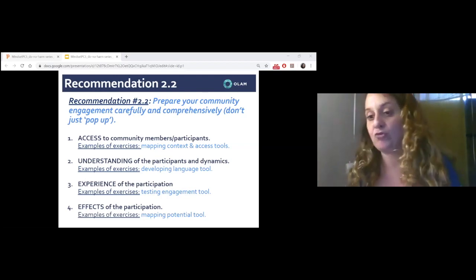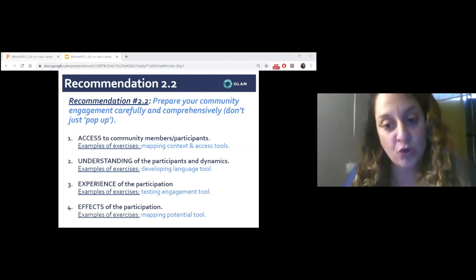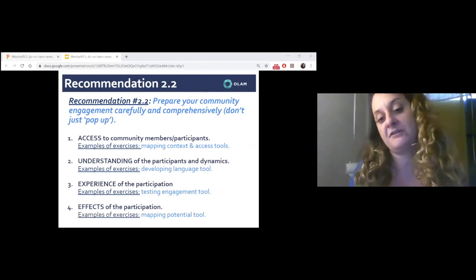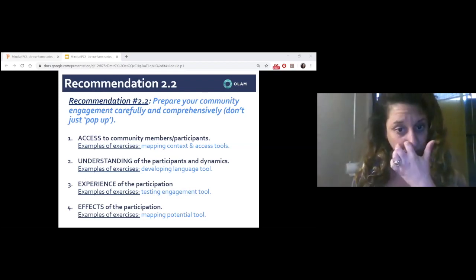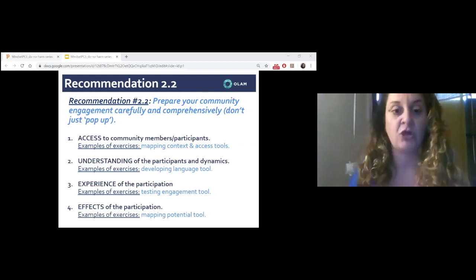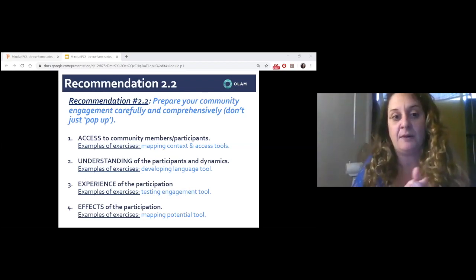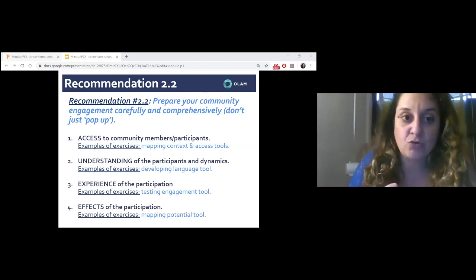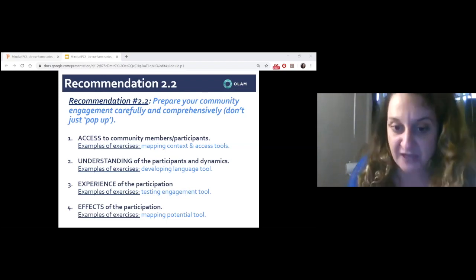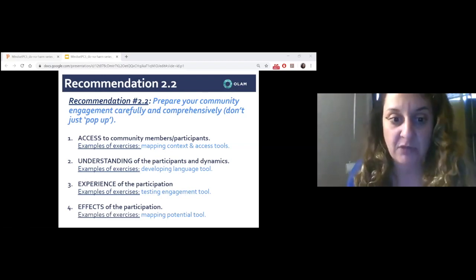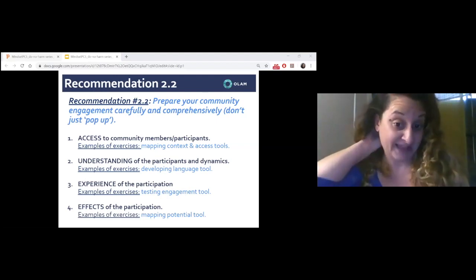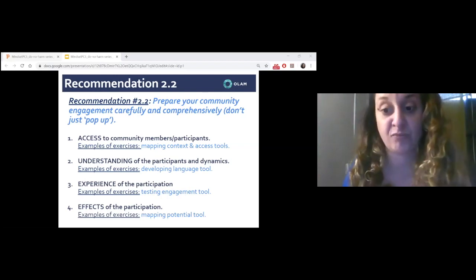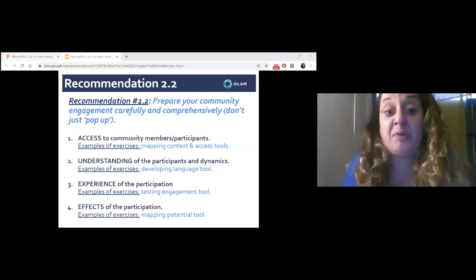And that leads me also to another really important exercise to do as a team before: an analysis of potential risk and identification of mitigation strategies of the engagement, specifically of the engagement. And then finally, how do we explore, how do we analyze the potential effects of this engagement? So the mapping potential tool, in that sense, will help us explore the potential benefits of the participation process. Who can benefit from it? What can participants get out of it?